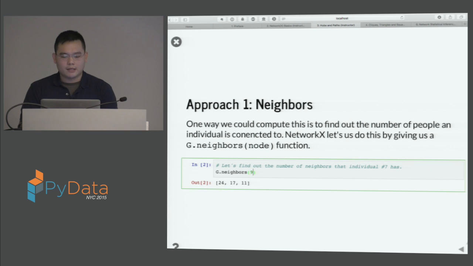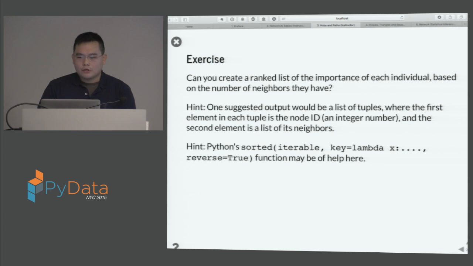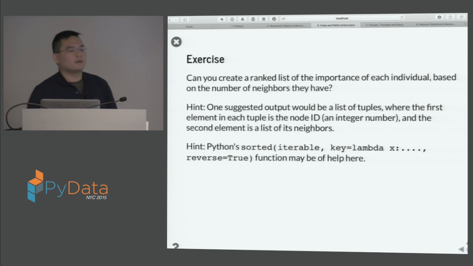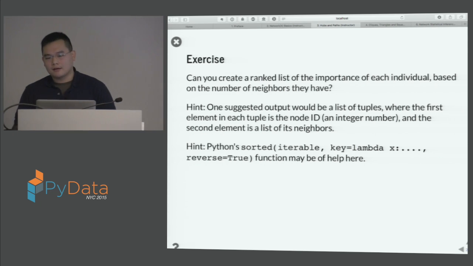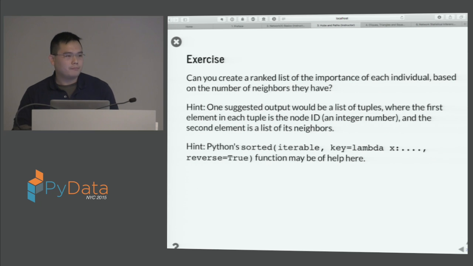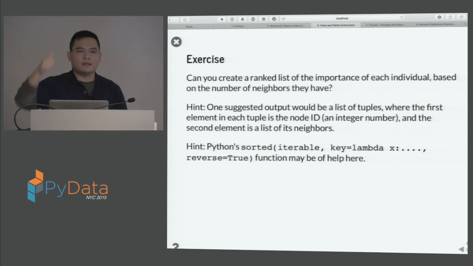I've listed here g.neighbors 9. We can do number 7, and we'll see that number 7 is connected to number 24 and 25. You can change that to 1, and you'll see 1 is connected to a different set of people. What I'd like you to try to do is create a ranked list of the importance of each individual based on the number of neighbors that they have. I've provided you with a few hints to tackle this problem. And when you're done, please give a thumbs up.